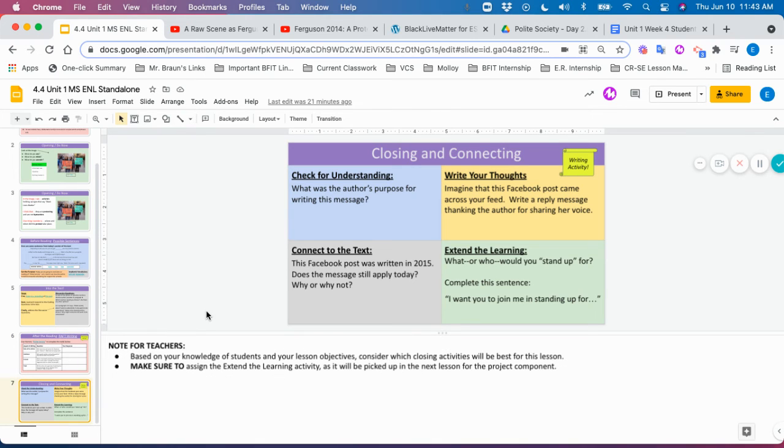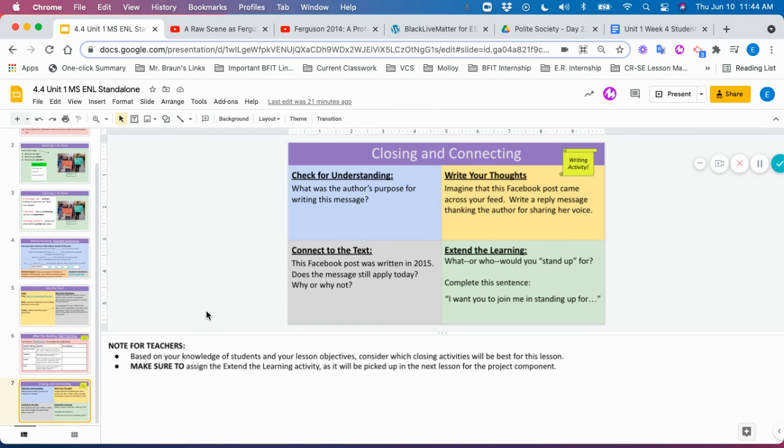Finally, there's a number of closing and connecting activities that the teacher could select from. There is an additional check for understanding question. What was the author's purpose for writing this message? What did the author hope to achieve by writing this? Again, that question is a good follow-up from the previous RAFT Writing activity.